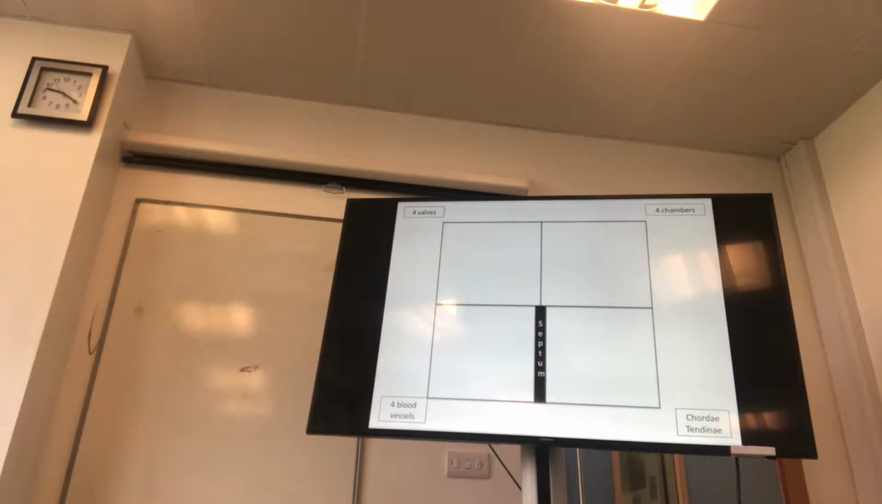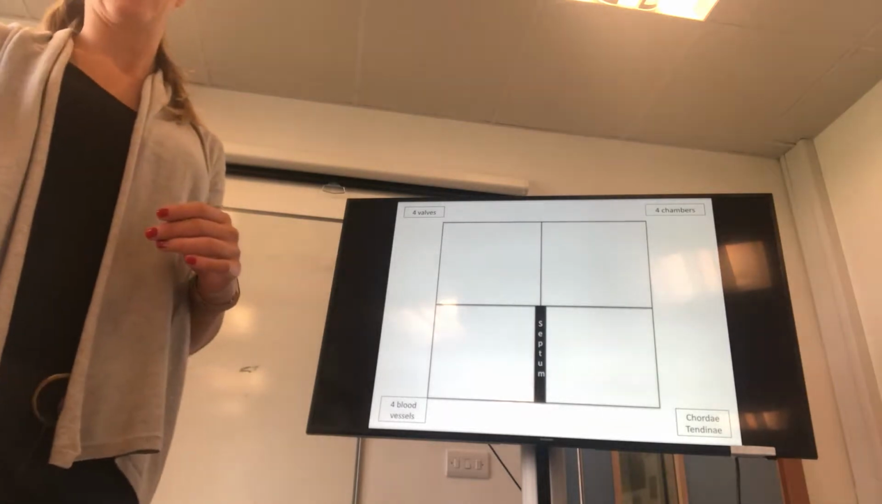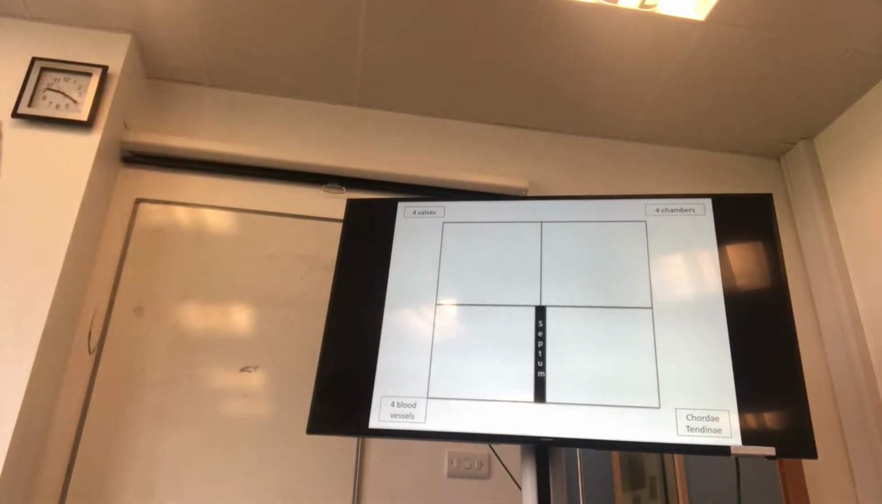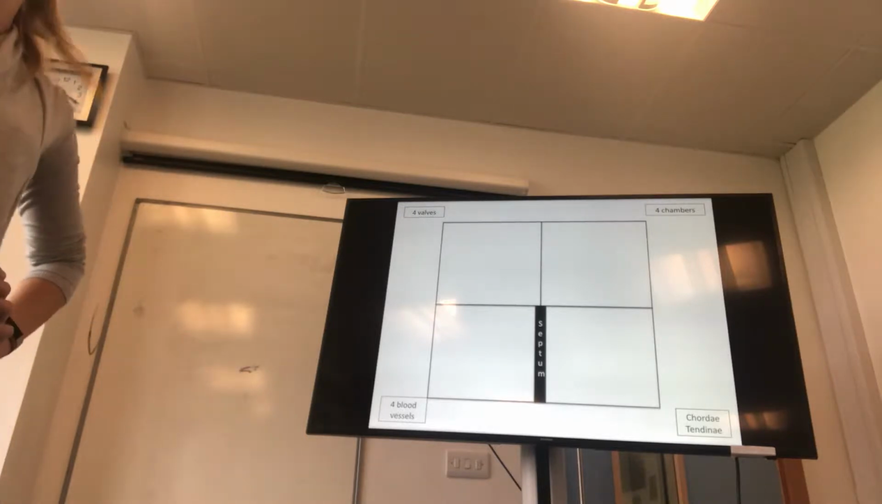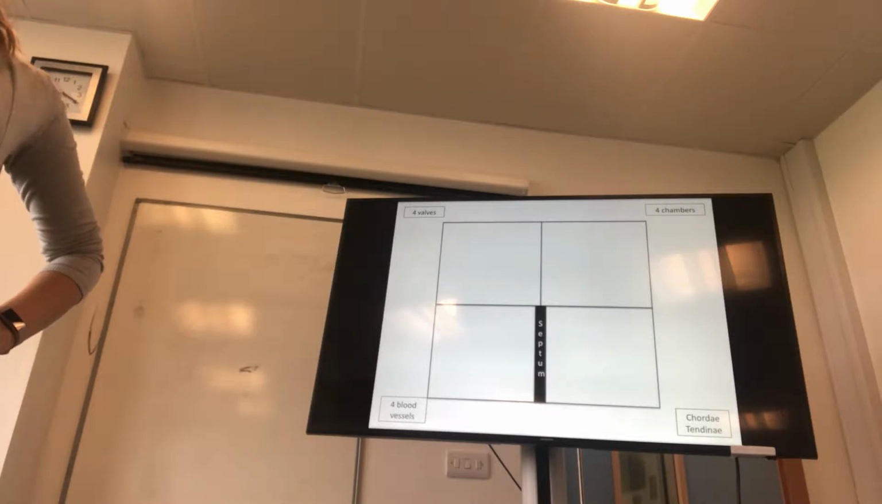So what was it? It was tricuspid. Is the other one tricuspid though? No. Bicuspid.